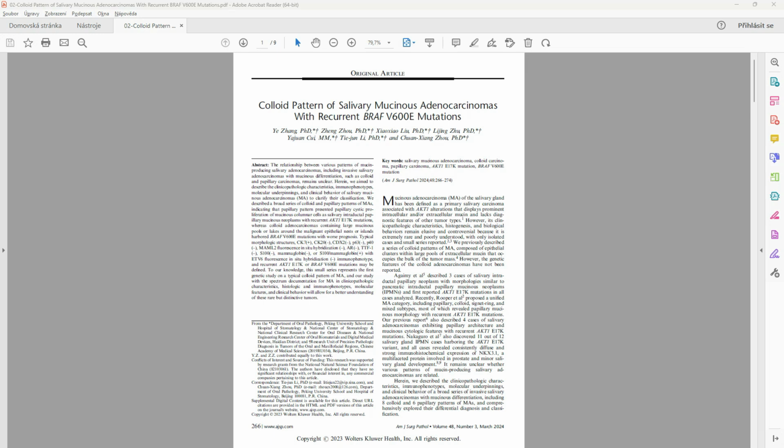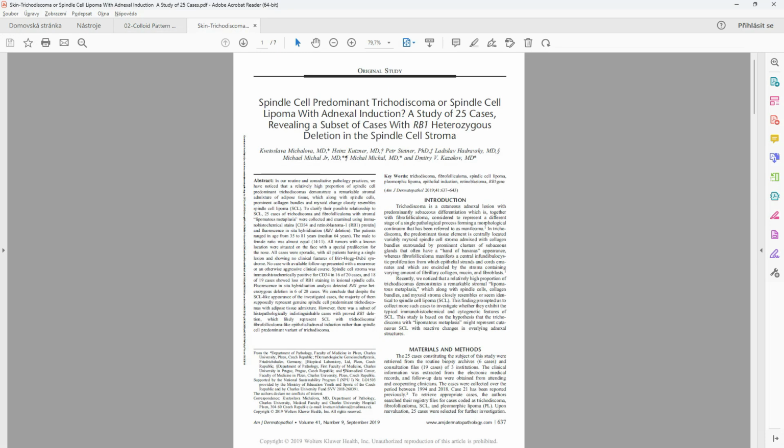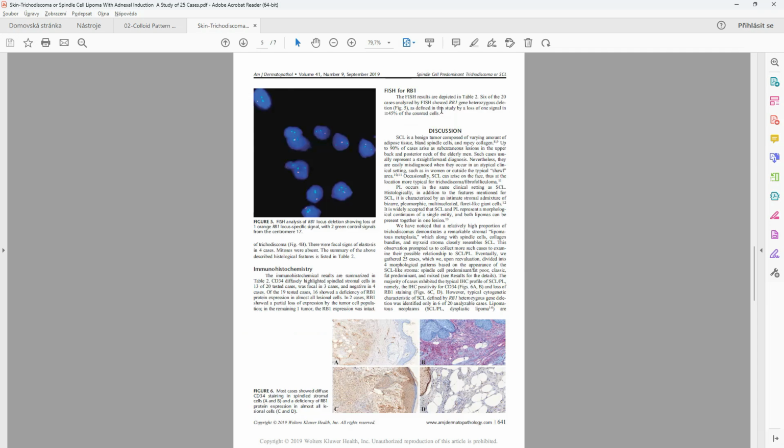We published it in this coincidence of spindle cell proliferation in the stroma and sebaceous hyperplasia. And we think that the primary event is not sebaceous proliferation, but the stromal proliferation, and all the rest is just hyperplasia. Yeah. Do you have it? Yeah, it is that. You see spindle cell predominant trichodiscoma or spindle cell lipoma with adnexal induction. We think the second part of that is truth.